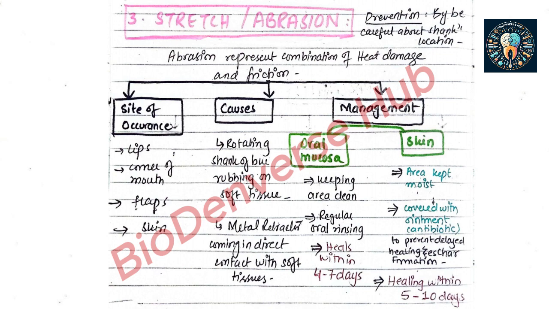First of all, for oral mucosa, we need to keep the area clean with regular oral rinsing. By following these measures, it will heal within 4 to 7 days. Now, if this stretch or abrasion injury has occurred on the skin, we need to keep that area moist. We need to cover it with an antibiotic ointment to prevent delayed healing and scar formation. So in the skin, healing will occur within 5 to 10 days.